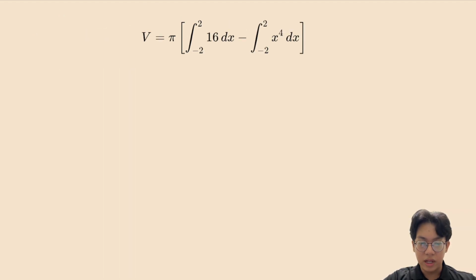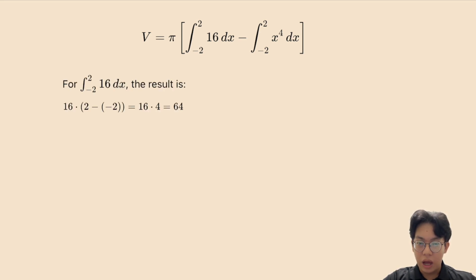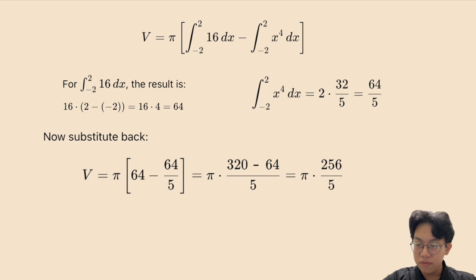Since we already know the result of both integrations, we now substitute them back to find the total volume, where the integration of the outer radius is 64 and the inner radius is 64 over 5. The total volume equals pi times 64 minus 64 over 5, equals pi times 320 minus 64 over 5, equals 256 over 5 pi. So the total volume is 256 pi over 5.